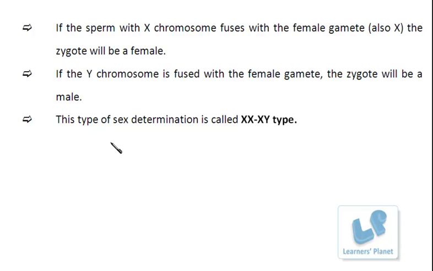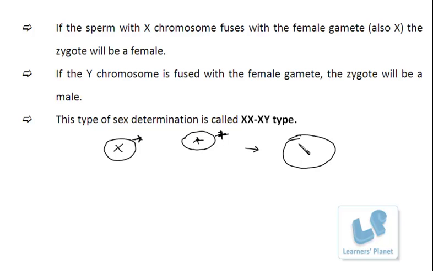Now, let us say this is a male gamete which is having the chromosome X. If this cell fuses with the female gamete, the female being denoted with the plus sign, what will happen? A zygote is formed. These two fuse together and form a single cell in which both X chromosomes are present.